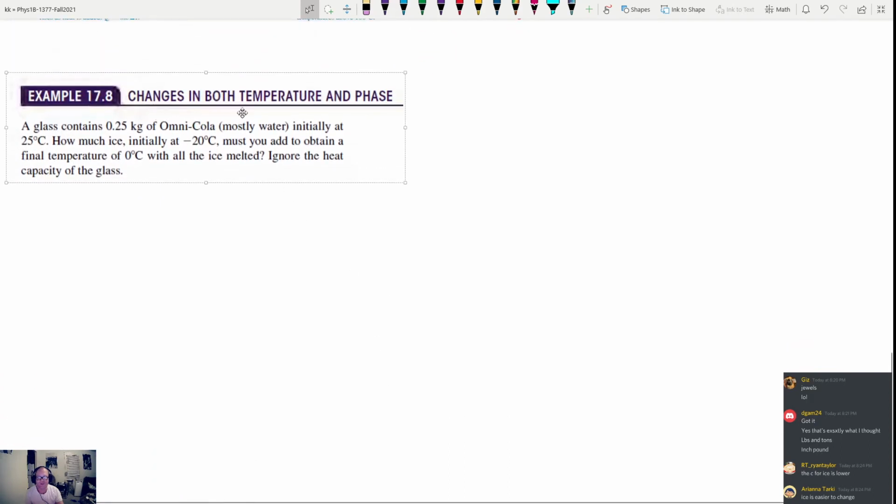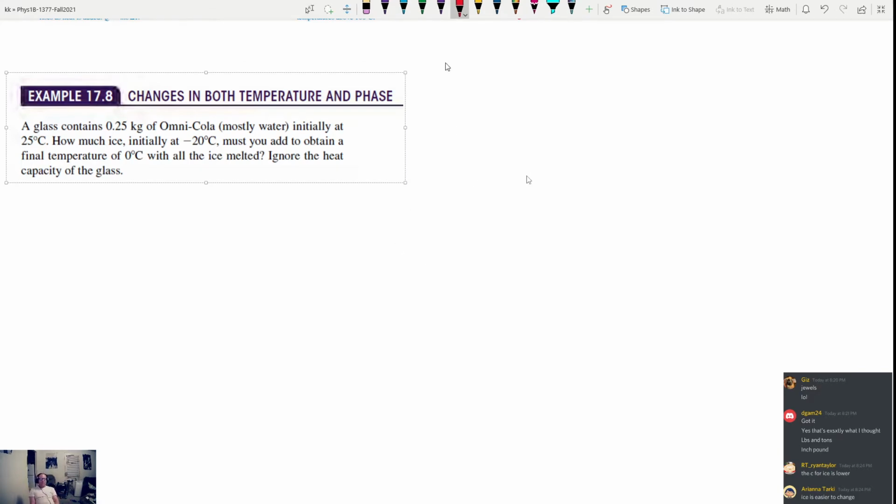Problem that involves changes in both temperature and phase. All right, a glass contains 0.25 kilograms of Omni Cola, which is mostly water, initially at 25 degrees Celsius. How much ice, initially at negative 20 degrees Celsius, must you add to attain a final temperature of 0 degrees Celsius with all the ice melted? Ignore the heat capacity of the glass.